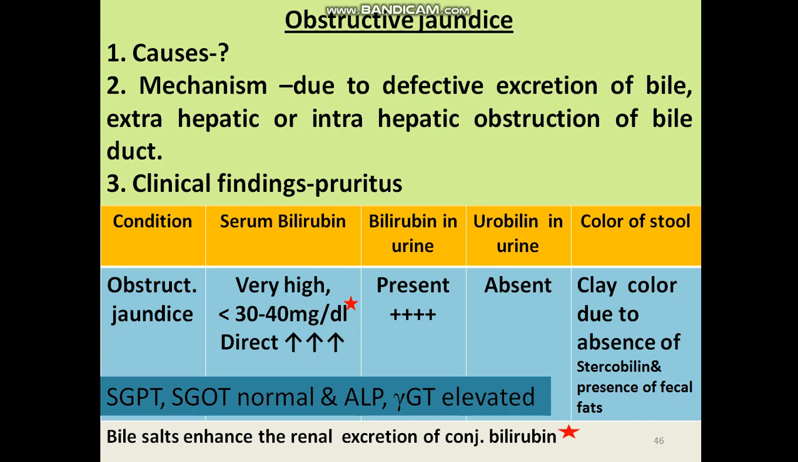Now the biochemical or clinical findings are: in obstructive jaundice, the serum bilirubin is very high, 30 to 40 milligram per dl. Bilirubin in the urine is present. Urobilin in the urine is absent. Color of the stool is clay color due to absence of stercobilin and presence of fecal fats.